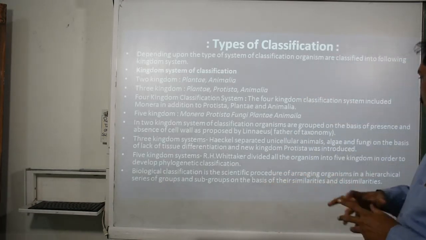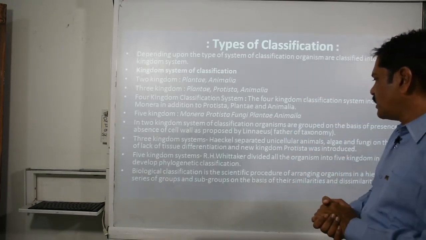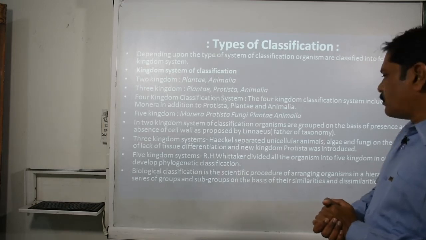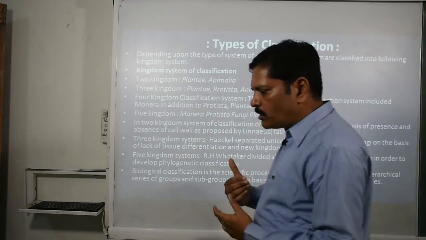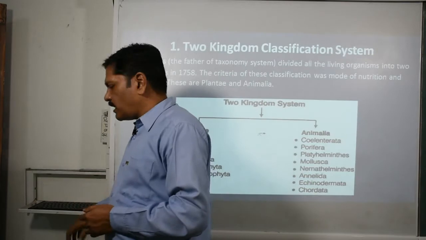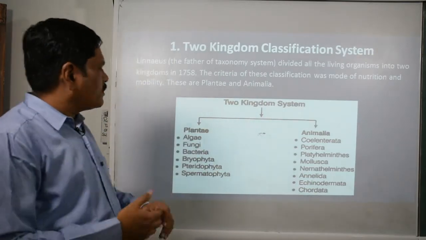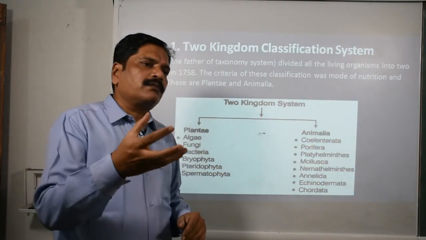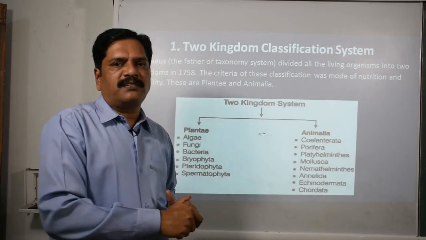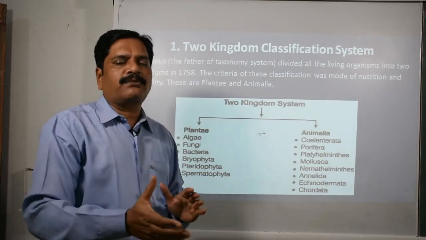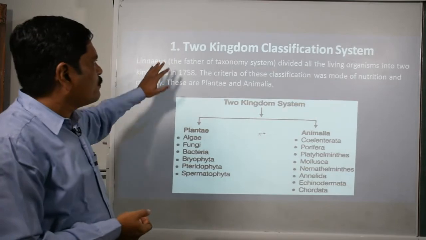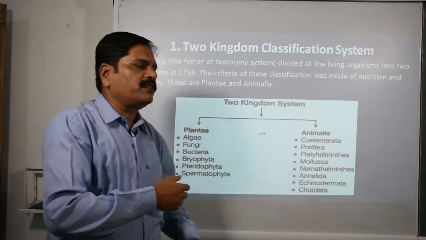Okay, so this way we observe that this five kingdom classification was there. Later on one more introduction was there, that is the six kingdom classification also. We will discuss later on the grouping of the Monera, and how it is divided. First we are going to discuss the two kingdom classification.